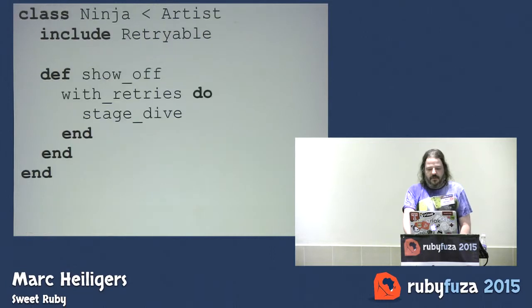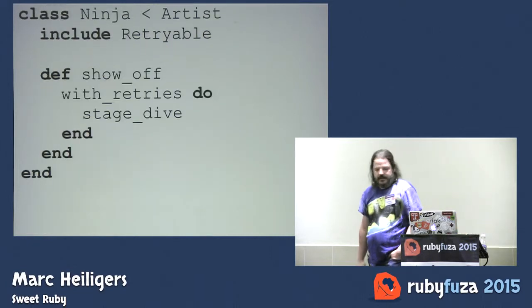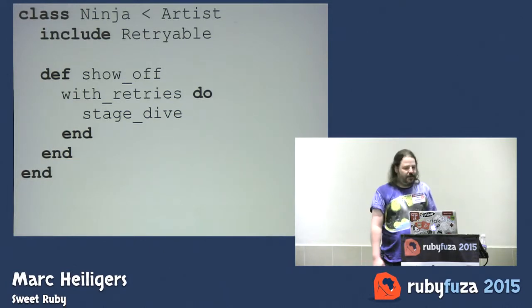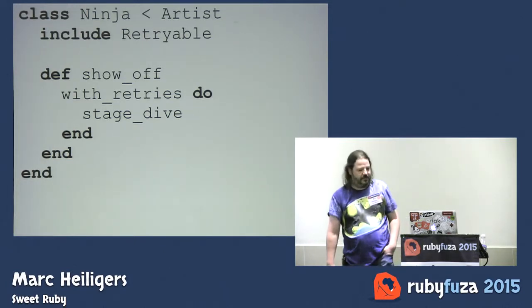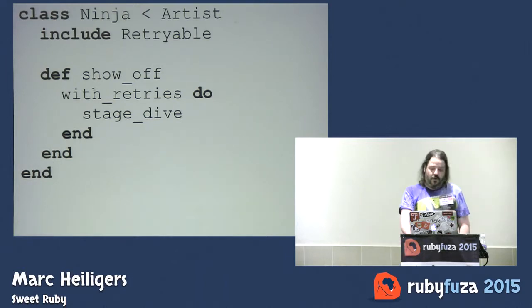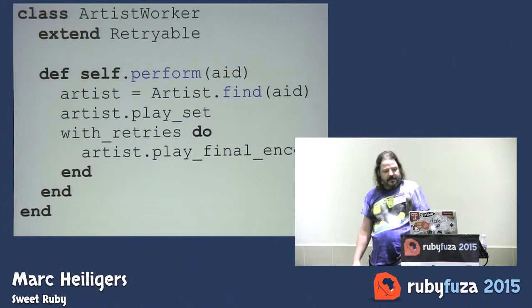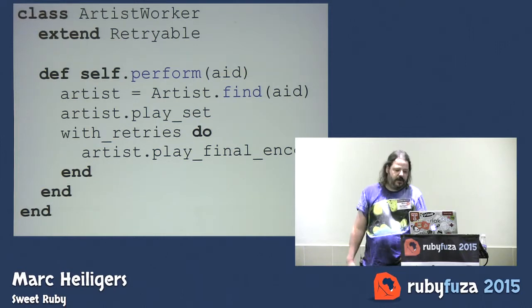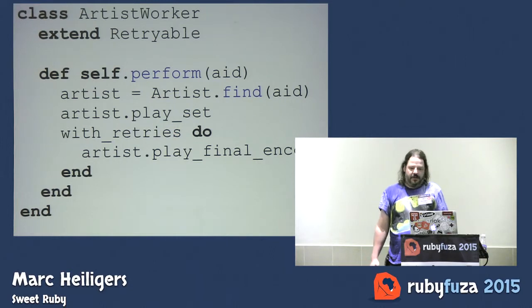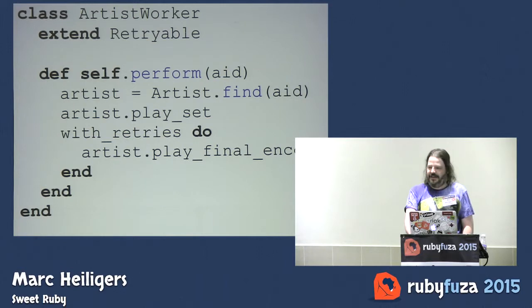error. So we might have Ninja, who's an artist, and we include the Retriable, so when he shows off, he can try stage diving 3 times. Or we might extend it in an artist worker, for example, rescue, so that it's a class method there, and we can retry getting off stage.